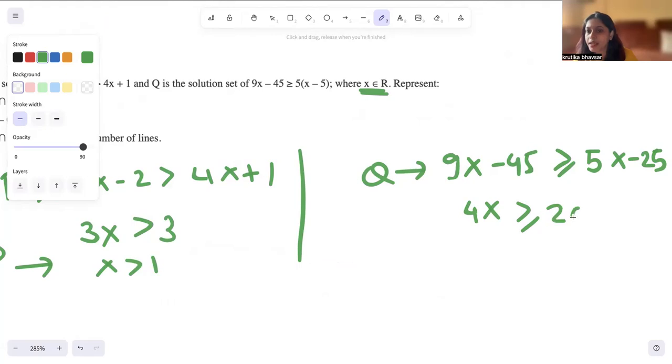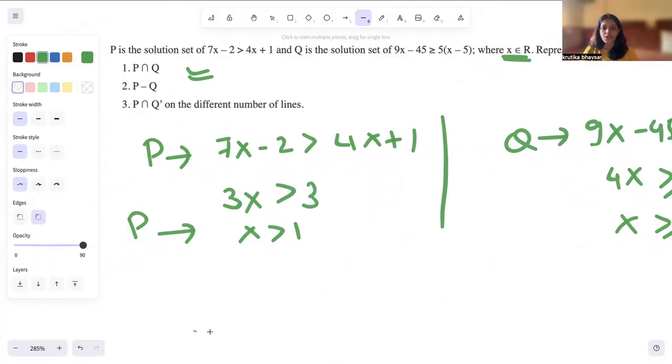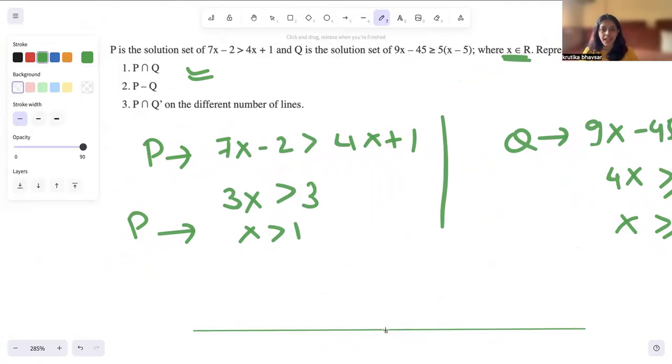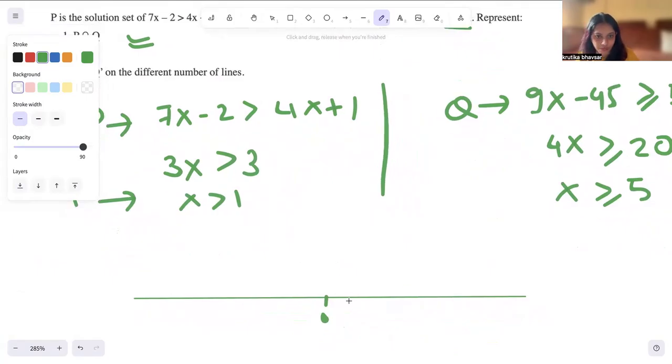Quickly, you guys tell me. Is this 20? And x is actually greater than or equal to 5. So you have two solutions, P and Q. First one asks for, in fact, their intersection. So let's try to draw their intersection, students. I hope you guys are doing it with me, because it is very important that you try questions on your own while following the lecture.